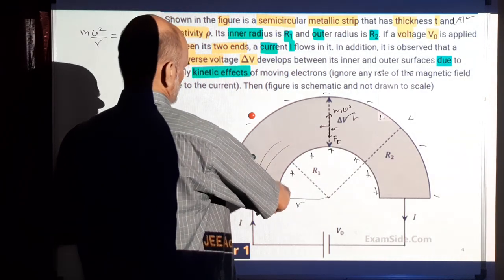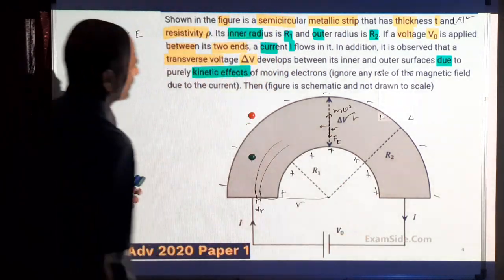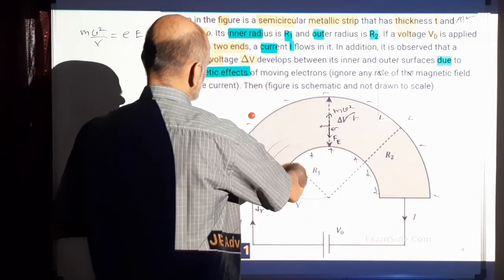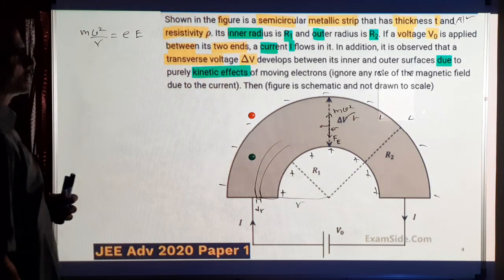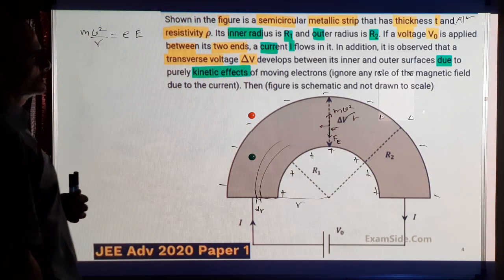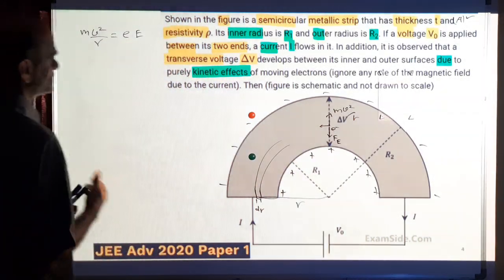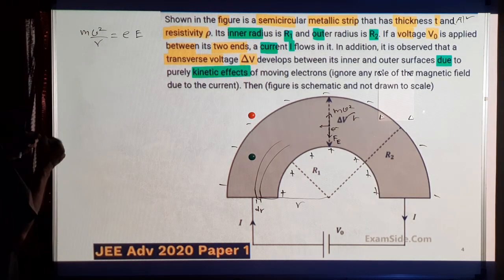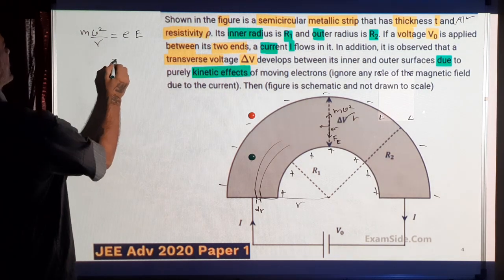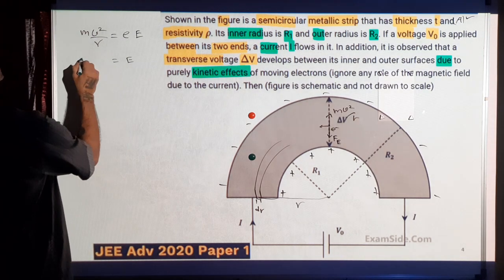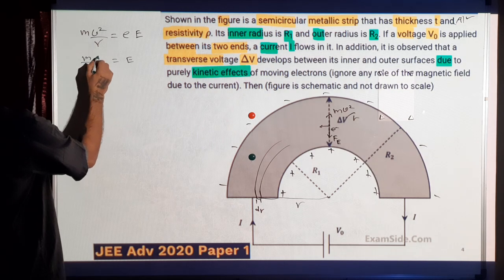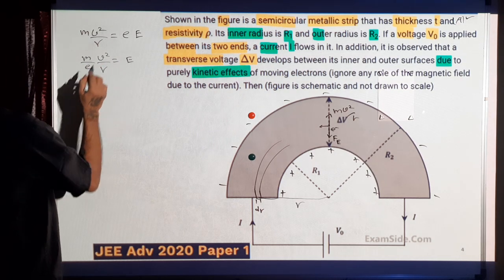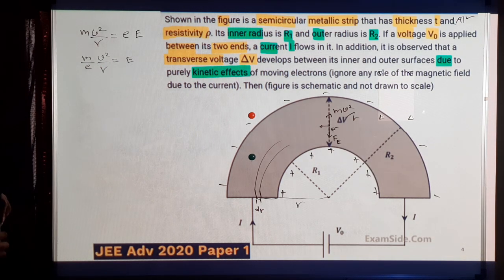Because the current is flowing in a tangential direction, the electron here has to maintain this radius r. So for that, the centrifugal force should be balanced with the electrical force. So from this I get the electric field E as m by e into v square by r, where v is the velocity of the electron.